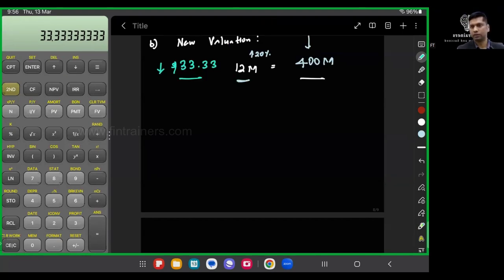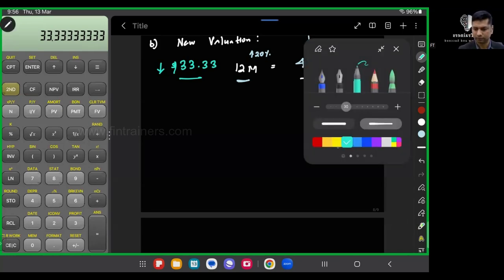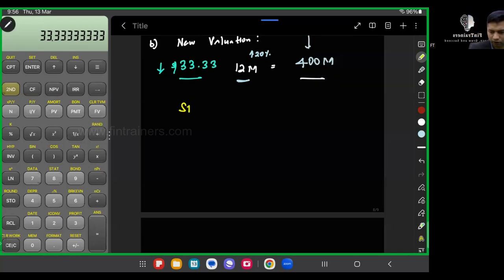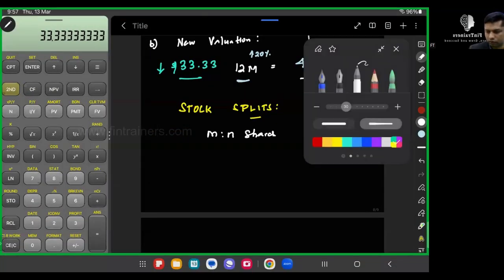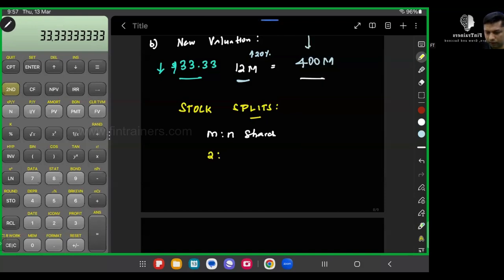Now, what we saw is a dividend. Something related to this is stock splits. You might have heard about the stock split, where you will be given more shares for your existing holding. It's not necessarily a dividend. So it is usually in the form of M for N shares. This could be like a 2 for 1, 5 for 1, 3 for 1, 10 for 1.